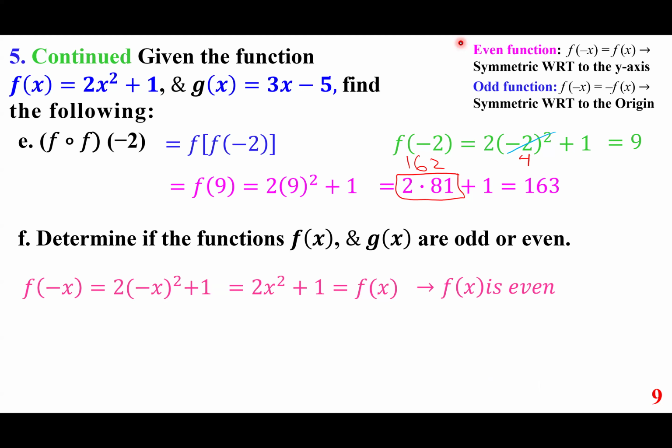We are going to do the same thing for g of x by evaluating g of minus x, replacing the x with minus x, and observe. So what happens? This is minus 3x minus 5. And as you can see, it's not equal to g of x, so it's not even. It's not its opposite either, it's not odd. So it's neither. G of x is neither even nor odd.